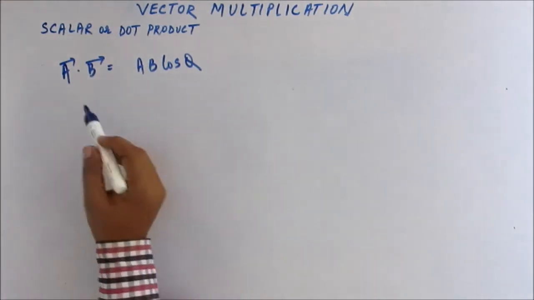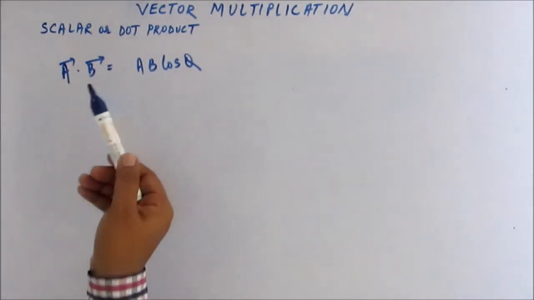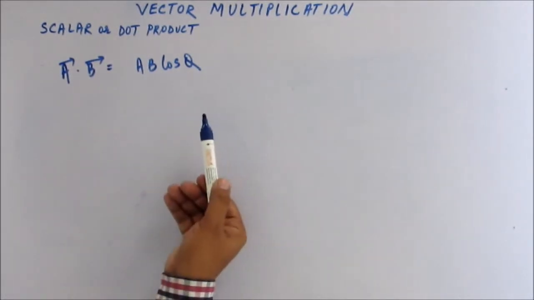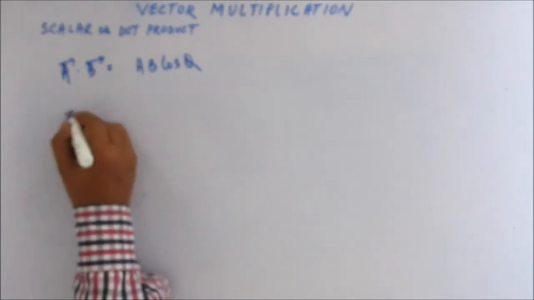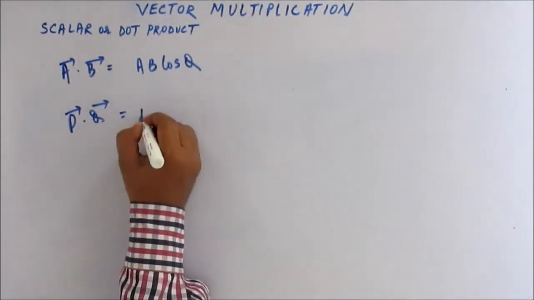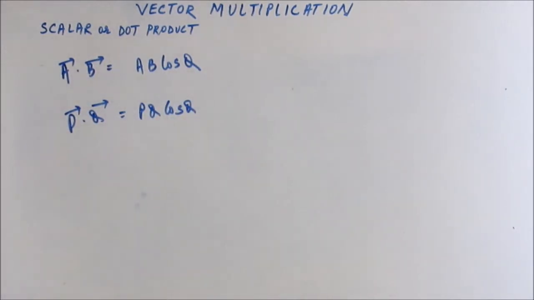Dot product is written as a vector dot b vector. It is read as a vector dot b vector, and that is ab cos theta. This is the definition of dot product. P vector dot q vector will be pq cos theta. P and q are the magnitudes of p vector and q vector respectively, and theta is the angle between the vectors.